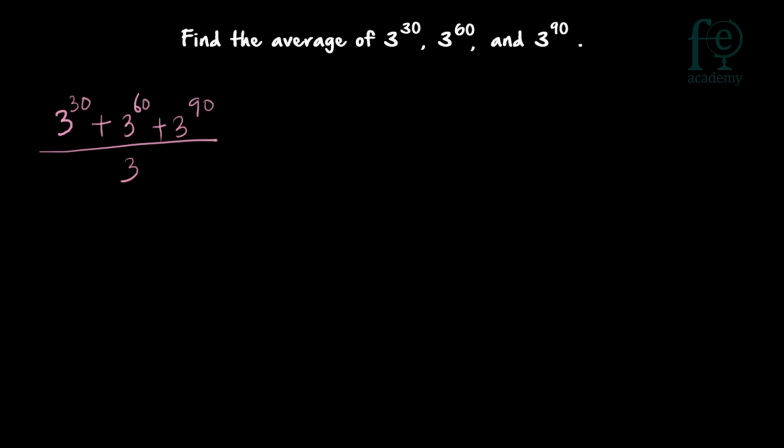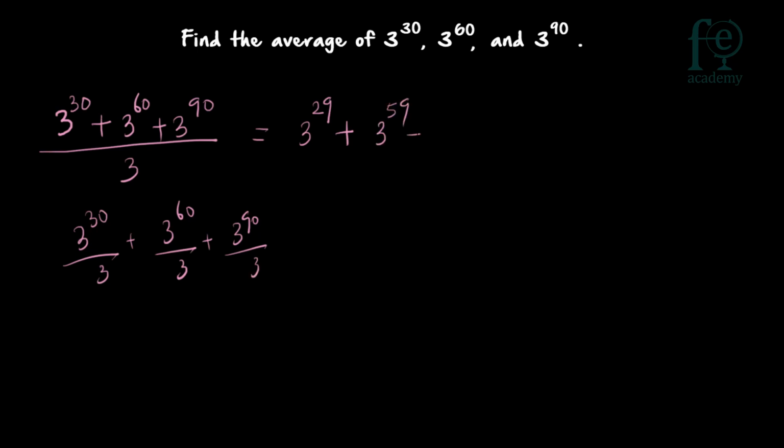The observations are 1, 2 and 3. So 3 raised to 30 plus 3 raised to 60 plus 3 raised to 90, the whole divided by 3. We can split this up and write 3 raised to 30 by 3 plus 3 raised to 60 by 3 plus 3 raised to 90 by 3, which gives us 3 raised to 29 plus 3 raised to 59 plus 3 raised to 89. So this will be our answer. When we first see the question, we become a little confused, but it is as simple as that. Just write the formula for finding the average.